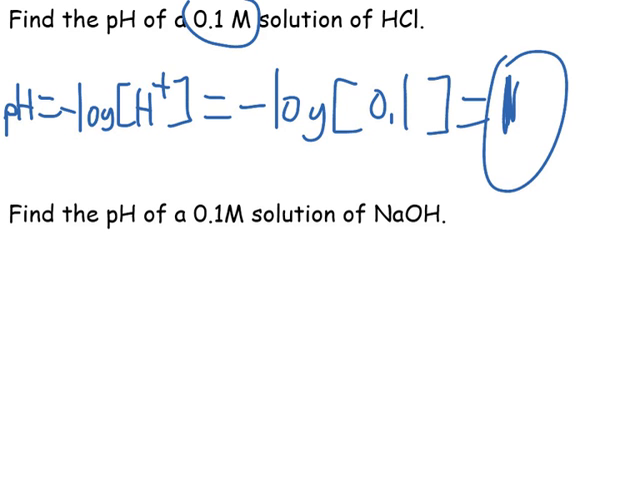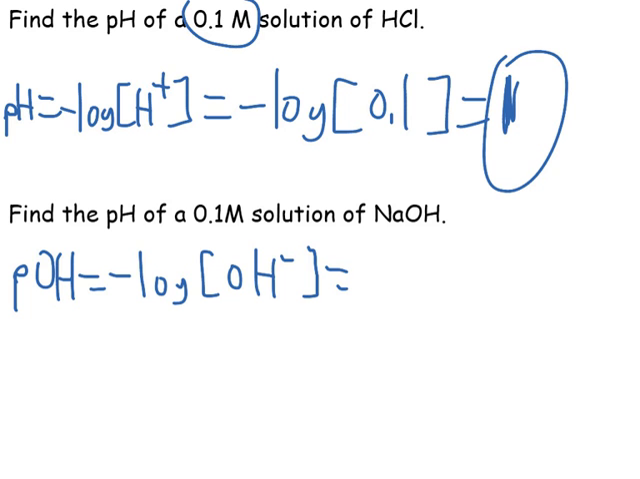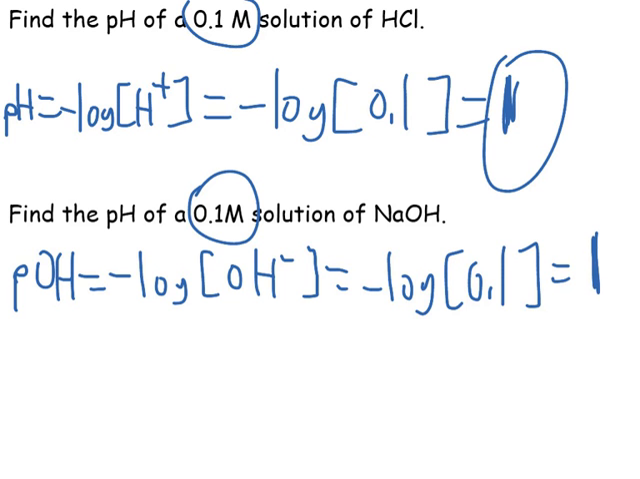Now let's find the pH of a 0.1 molar solution of sodium hydroxide. Because we're dealing with a base, we have to use the hydroxide equation instead. So pOH is equal to the negative log of the OH minus concentration. Because it's a strong base, we automatically know that it's going to be 0.1. So there you go, we're done here. The pH is 1, right? Well, no, that's the pOH that is 1, but the pH is something different.